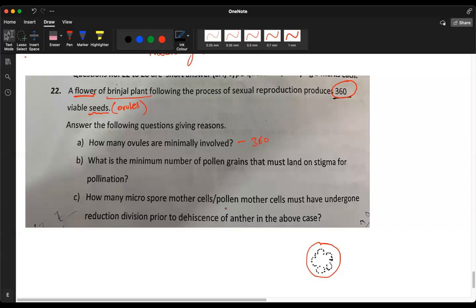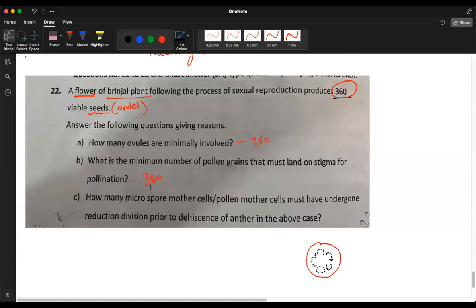How many embryos does each seed have? Always remember that each seed has one embryo. So if there are 360 seeds, how many embryos? 360 embryos. And how is the embryo formed? When an egg cell fuses with a male nucleus, correct? So how many male nuclei are required to make 360 embryos? Simple, 360. You need 360 male nuclei to fuse with 360 egg cells to make 360 embryos. Sorry, male nucleus, I should have said.